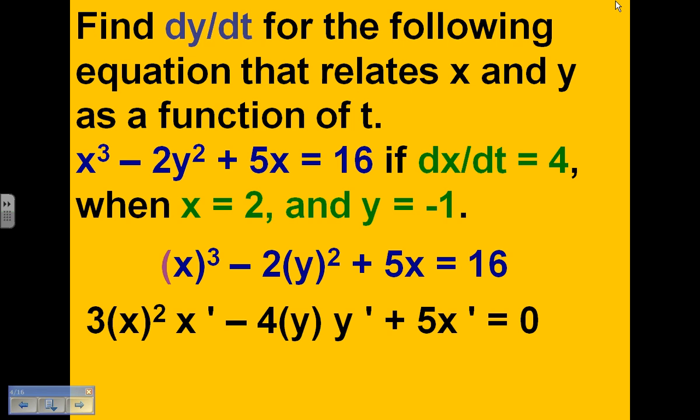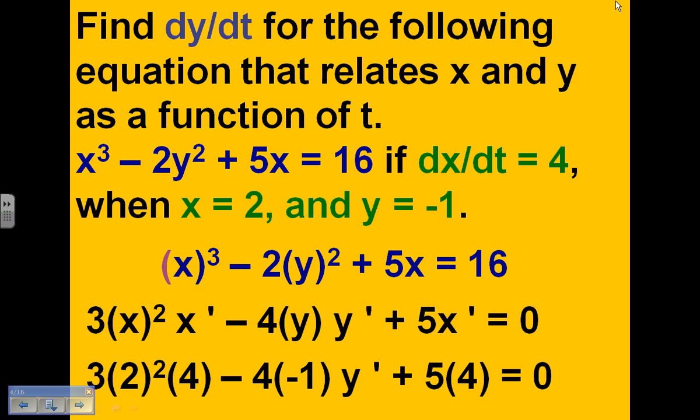And I told you this in the last section: I put numbers in right away. I don't have to solve for y prime because there are a lot of things there. I just want to get to the numbers right away. So you'll see me, in place of the x, put in a 2. In place of the x prime, I'll put in a 4. In place of the y, I'll put in a negative 1. In place of y prime, I'll put in nothing, because I'm looking for y prime. Okay? There's a lot of things to put in this equation. So I put in all the values, and don't forget, I am looking for y prime.